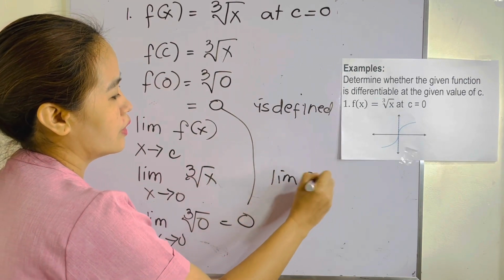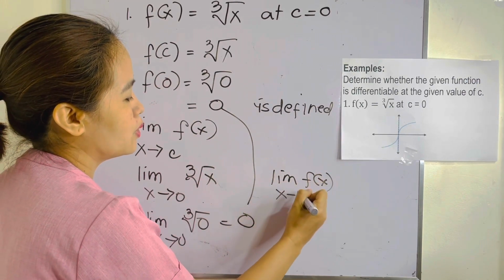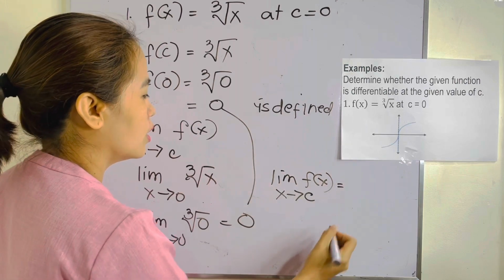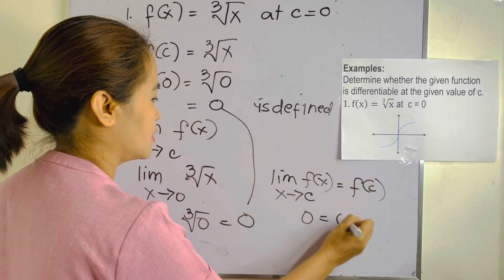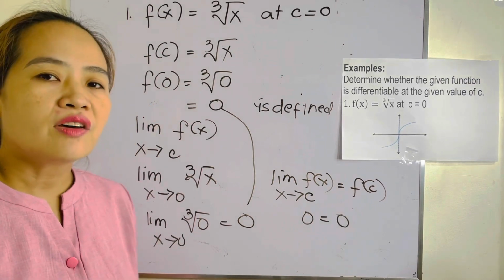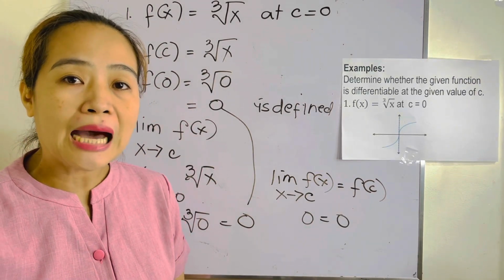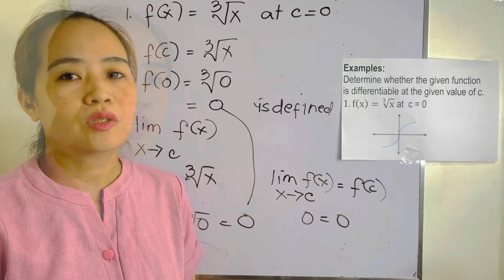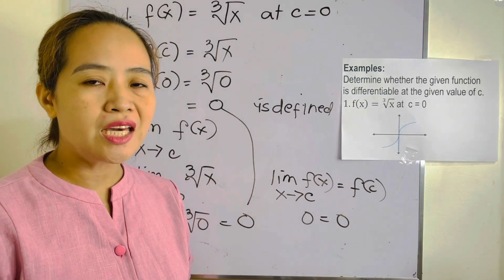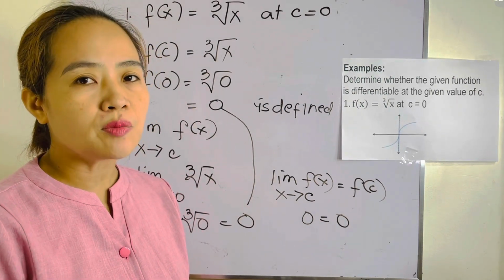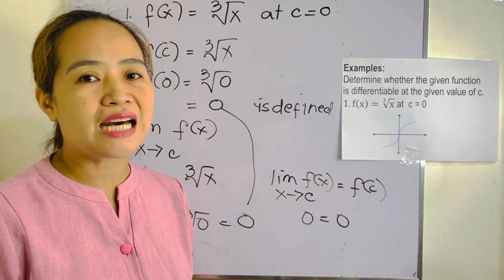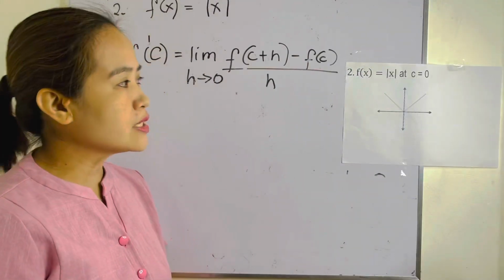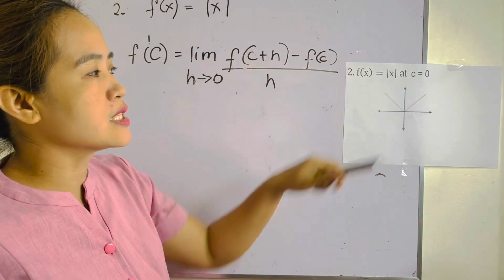The limit of f of x as x approaches c is equal to f of c, since 0 is equal to 0. So meaning the given function is continuous at c equals 0. So remember that the function is not differentiable at c equals 0, but it is continuous at c equals 0. Next, f of x is equal to the absolute value of x at c equals 0.